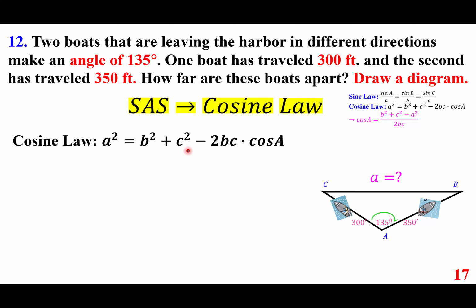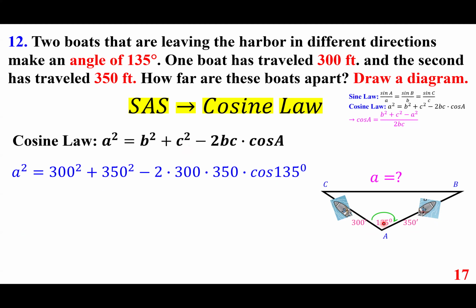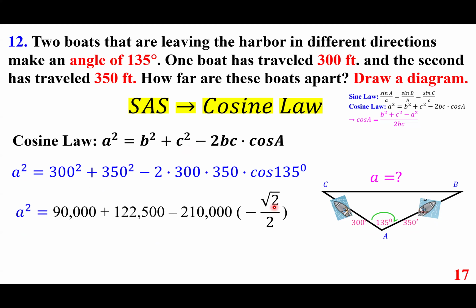So A squared is 300 squared plus 350 squared minus 2 times the product of these two numbers, 300 and 350. And finally, cosine of 135 degrees. Now, this is the same as cosine of 45 degrees, square root of 2 over 2. However, the second quadrant is negative. I just write that because it's a common arc. You have to put it into a calculator eventually, okay? So you calculate a squared, a large number, you take a root, and a is 600.83.